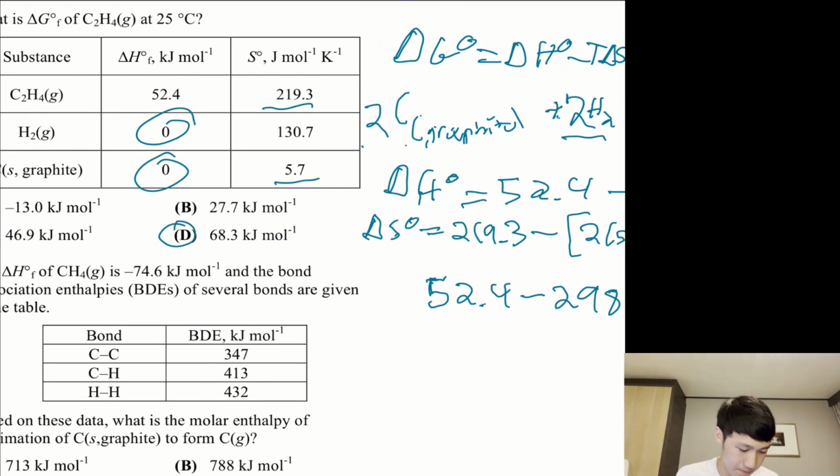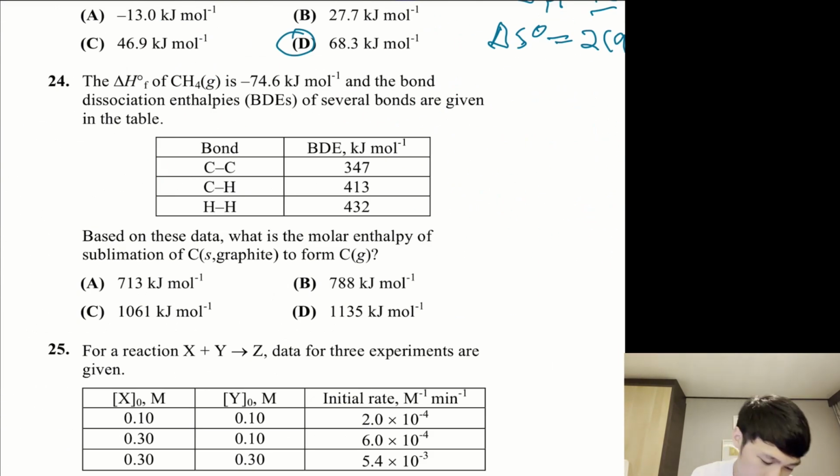And that's D. Problem 24. The heat of formation of methane is negative 74.6 kilojoules per mole, and the bond dissociation enthalpies of several bonds are given in the table. Based on the data, what is the molar enthalpy of sublimation of carbon graphite to form carbon gas?